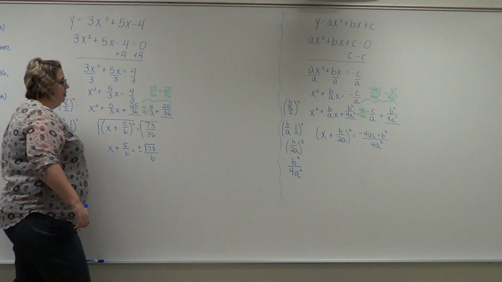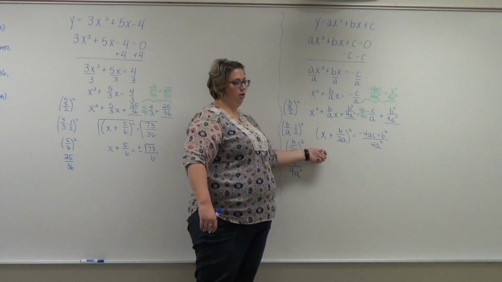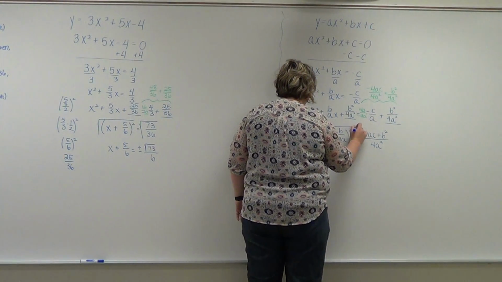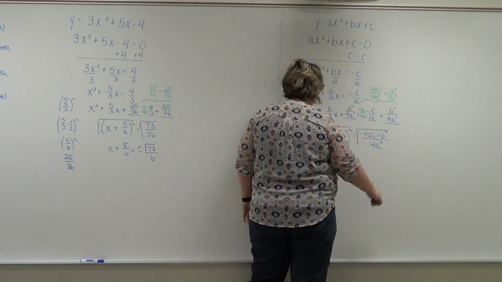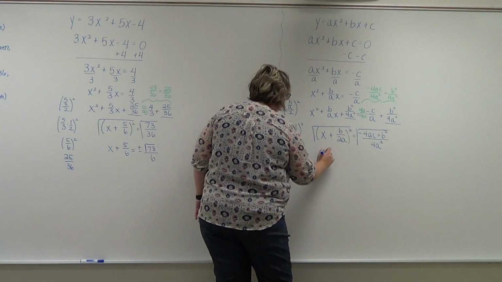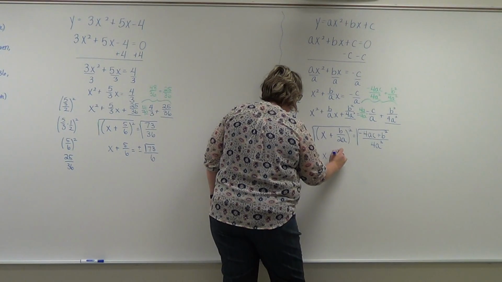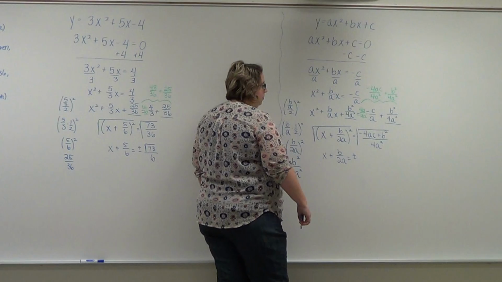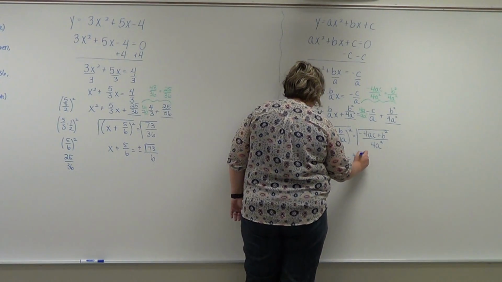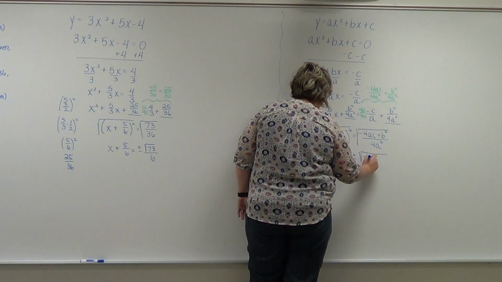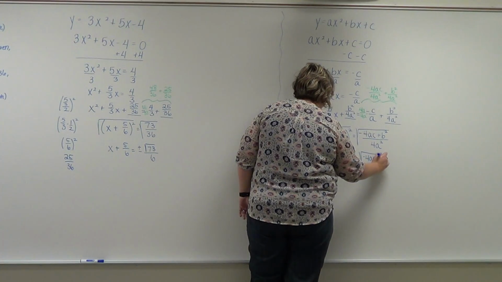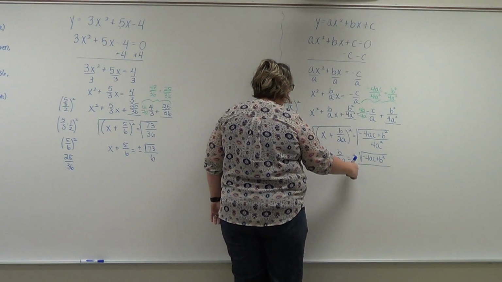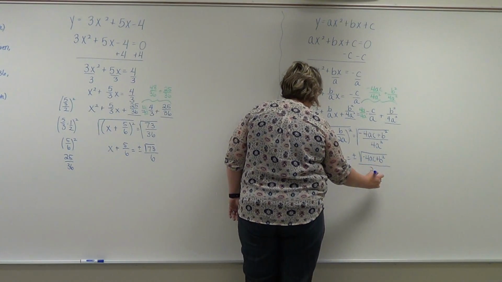Okay, we would do the same thing on this other equation. So I would do the square root of both sides. So this would be x plus b over 2a equals plus or minus. Okay, at the top, can't simplify. So it'd be negative 4ac plus b squared over. Okay, what's the square root of 4? 2. What's the square root of a squared?